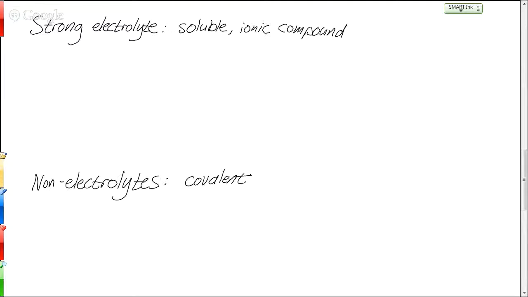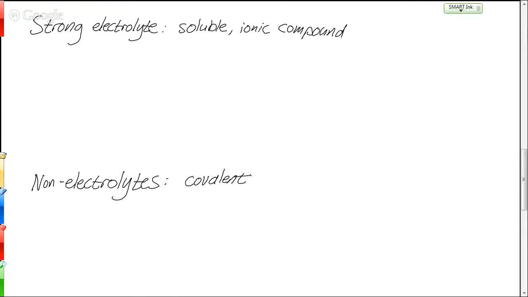Which are mostly the covalent soluble things, like sugar is always kind of the classic example. You dissolve sugar in water, it's highly soluble, but it doesn't break up into any ions. You don't end up forming H plus or anything like that. It just stays a whole sugar molecule. So it's not an electrolyte because it doesn't make ions in solution.